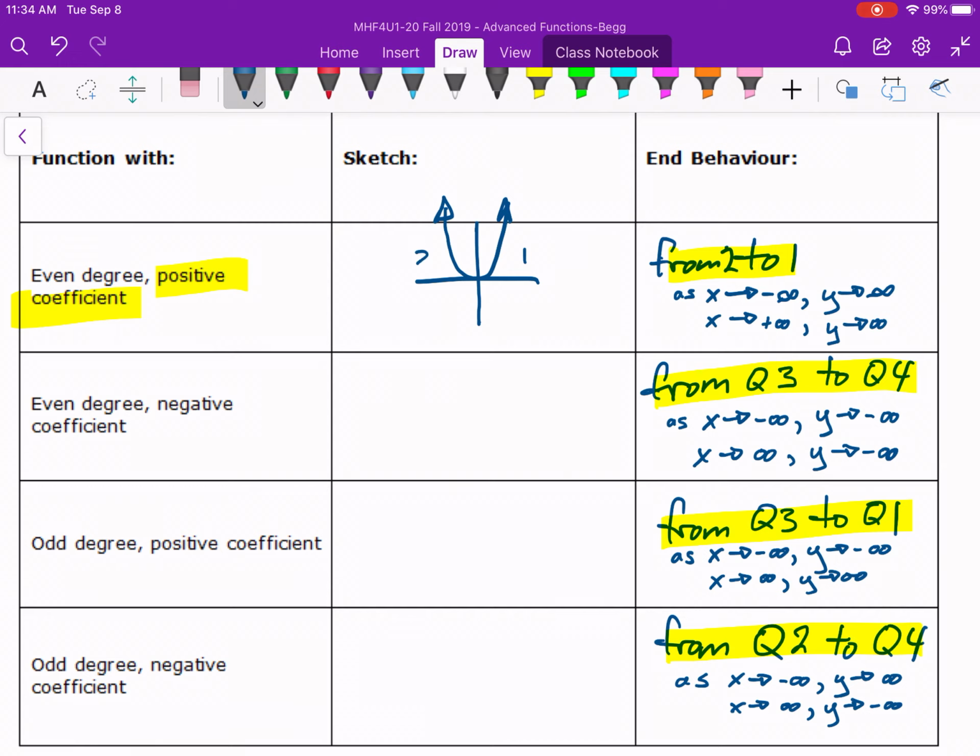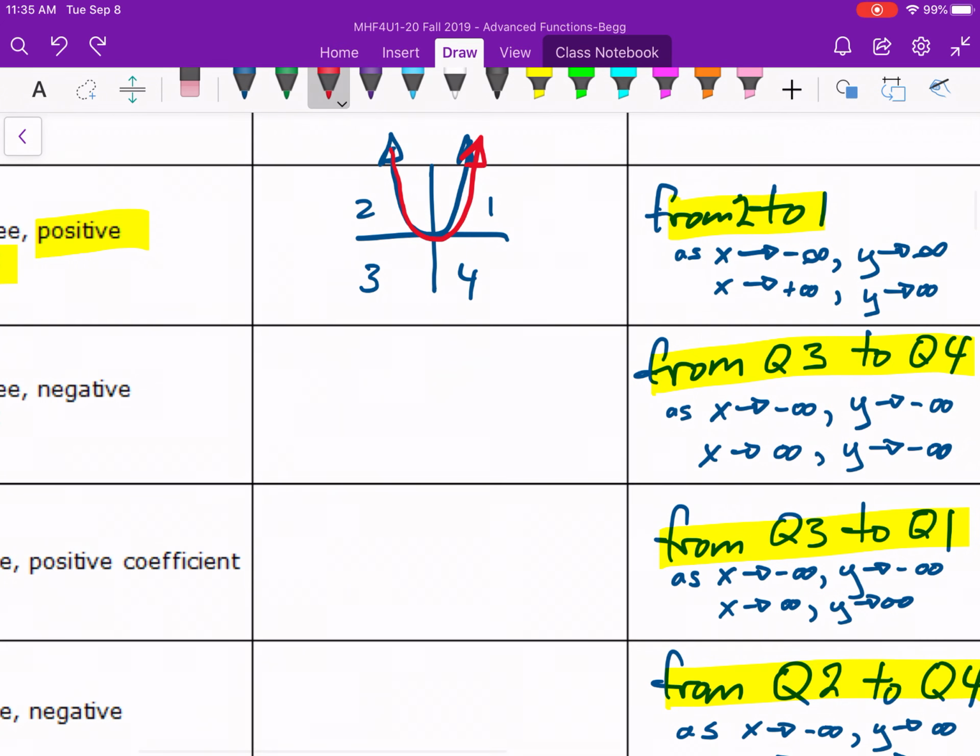And remember, for our quadrants, it's going to go from quadrant 2 to quadrant 1. Again, we're following the graph from left to right. So we start in quadrant 2, and then we end up in quadrant 1. And that's what this is saying here. That's the end behavior.